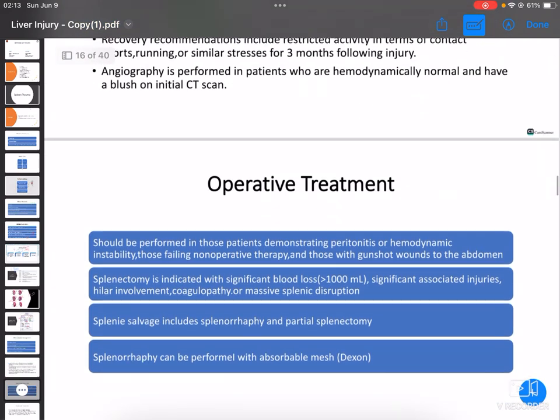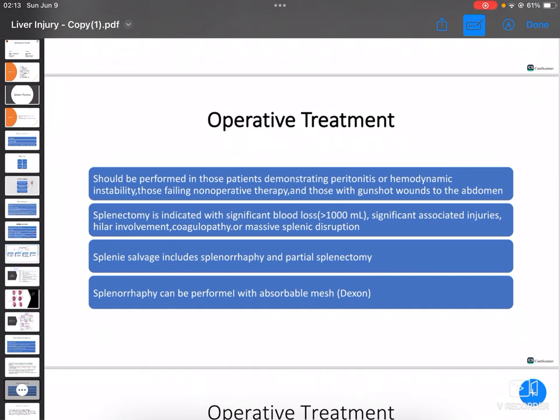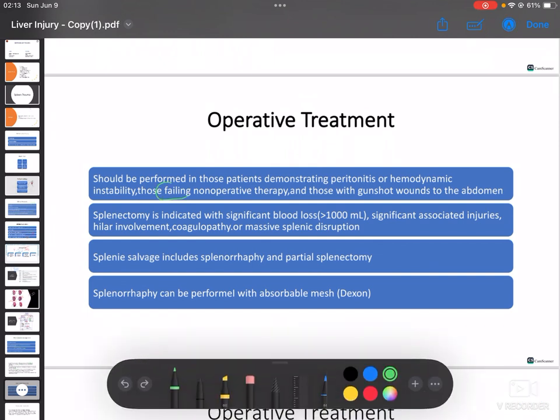So when we go for operative treatment, this is a very important point. It should be performed in those patients demonstrating peritonitis or hemodynamic instability, those failing non-operative therapy, and those with a gunshot wound in the abdomen. Splenectomy is indicated with significant blood loss, more than 1000 ml, or significant associated injuries, hilar involvement. So one very important point is the involvement of the hilum of the spleen.